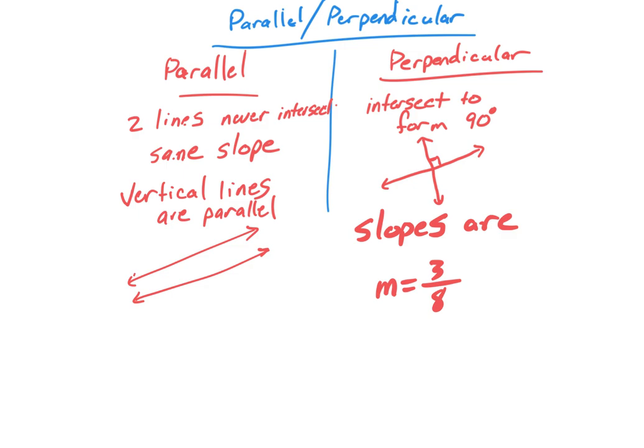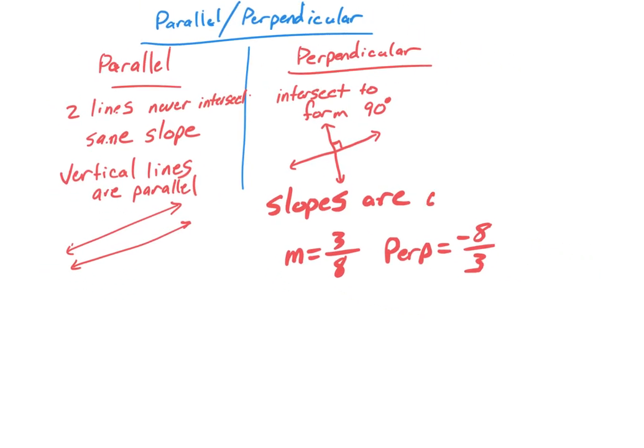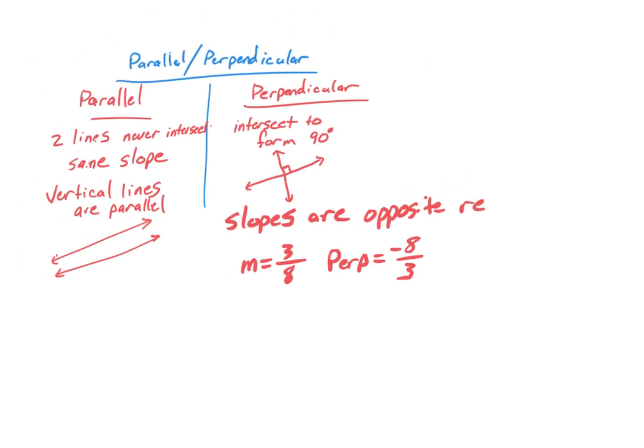Okay, so the perpendicular slope is negative 8 over 3. And so what we say is that they are opposite of one another, and they are also reciprocals of one another. So if I know one slope, all I got to do for the second one is flip the switch, because you're going to flip it over and switch the sign, and that would make my perpendicular slope.